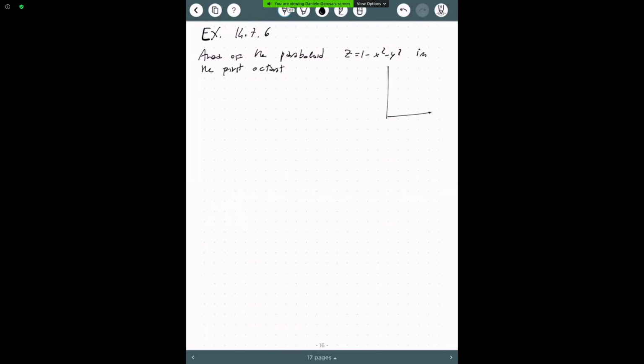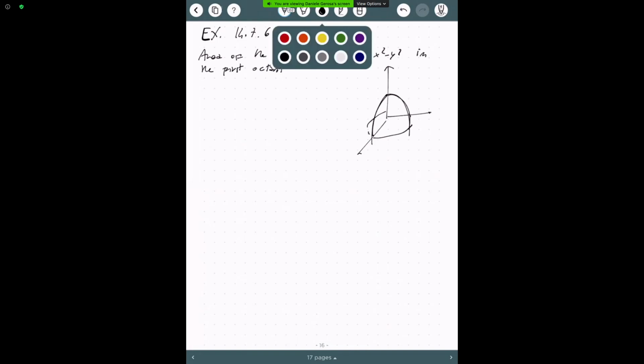So now you have some paraboloid here, and you're interested in computing the surface of this paraboloid, but only in the first octant here. And again, the picture sucks, but you can do a vector picture in your notes if you want. Right, so we follow the same scheme as before.